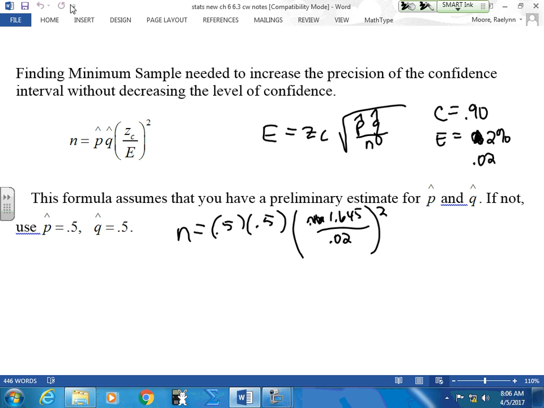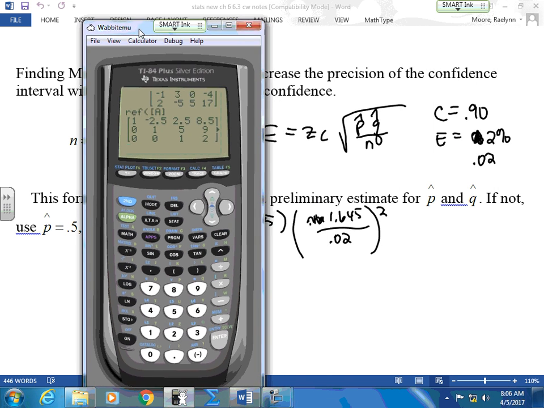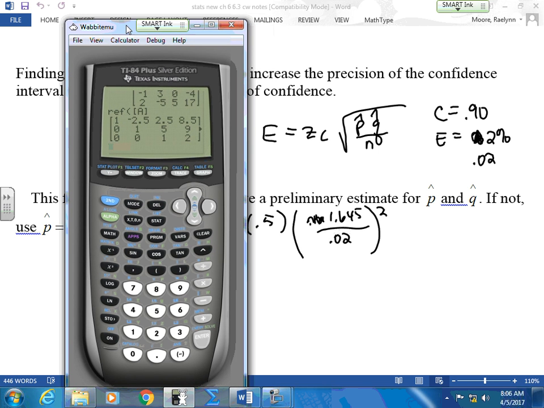Okay? So now, if I stick this in my calculator, let me pull my calculator. Again, just be careful of your parentheses in your calculator. If I put this in, 0.5 times 0.5, this part I can do, not a problem. Now, this does not get squared. This guy gets squared, so you need a parentheses around it. The reason I'm doing this is because that's where you guys are making your mistakes, not putting the parentheses in the right spots. 1.645 divided by 0.02, the parentheses, and square it.